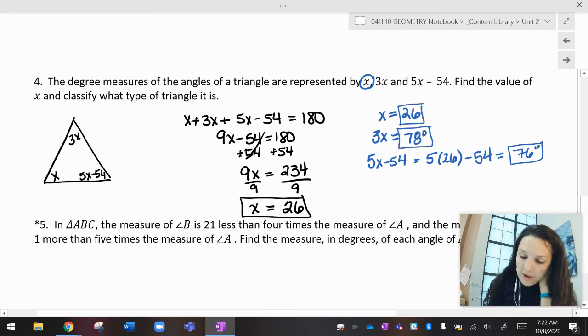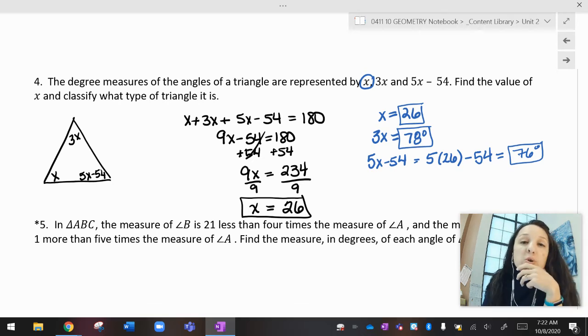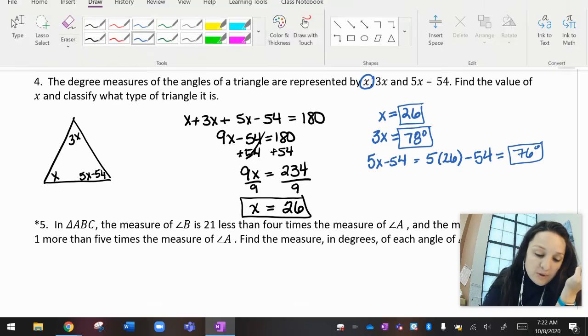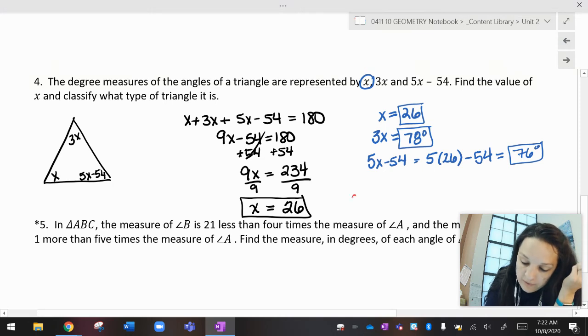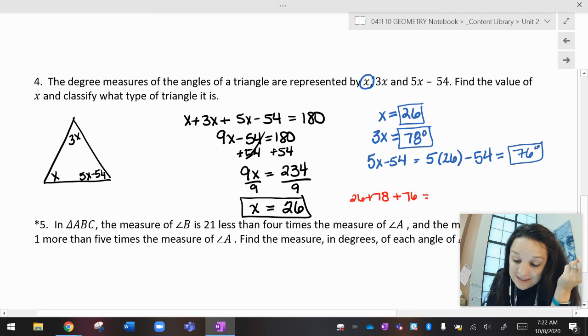So there's the 3 angles of the triangle. One of the nice things about this is you could always check your answer even if you don't have an answer key, because the 3 angles are supposed to add to 180. So 26 plus 78 plus 76, if I add those up, let's see, 20 plus 70 is 160. 6 plus 6 is 12, so I'm at 172 plus 8 more is 180.